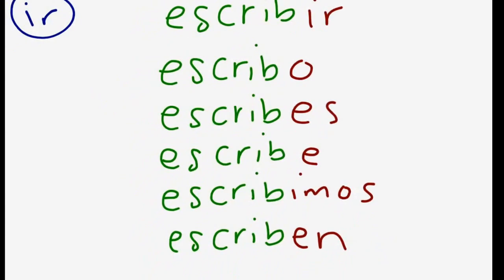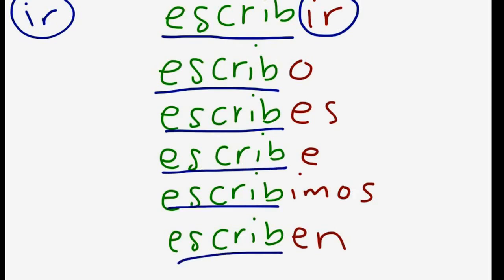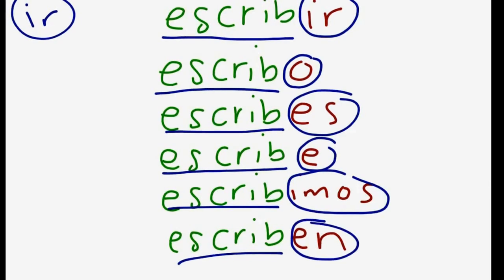So escribir, again, we find what type of verb it is. We find out it's an IR verb, which means that we take that off first, and we find the root, and that root is going to go for all of our conjugations. Okay? You say yo escribo, tú escribes, ella escribe, nosotros escribimos, and ellos escriben. And those endings, again, are o, es, e, a little bit different than ER, right? Because it has the nosotros as imos and en.